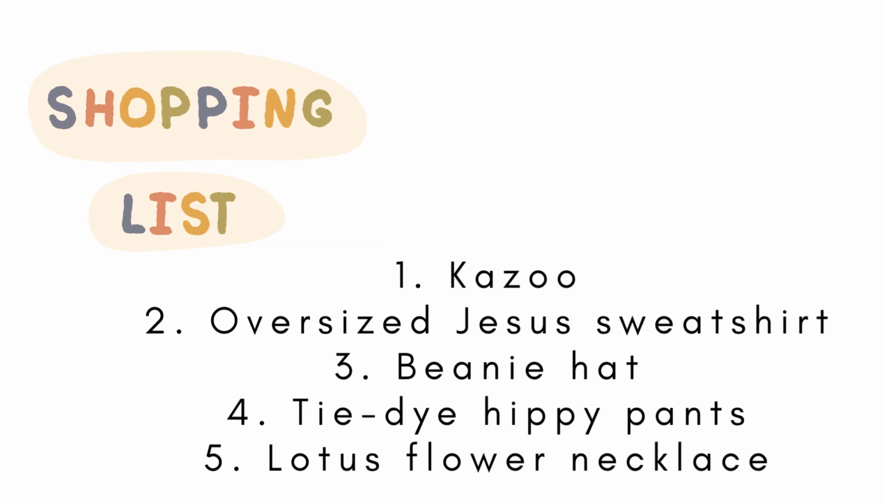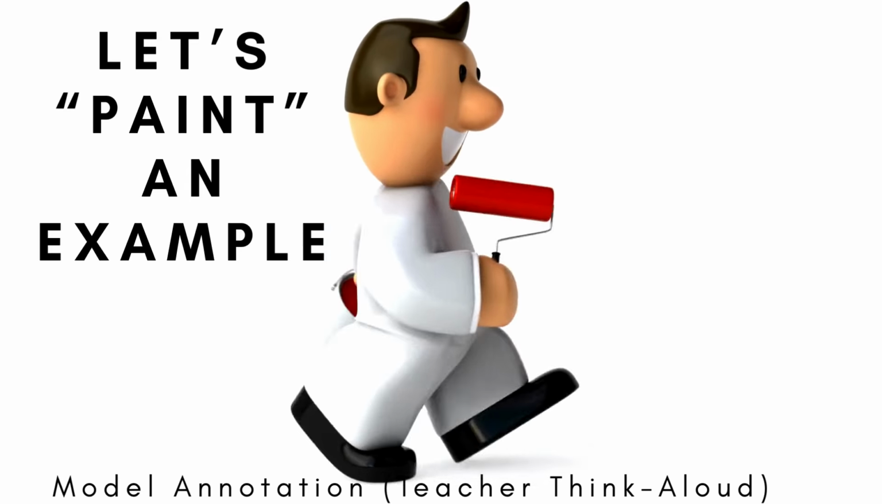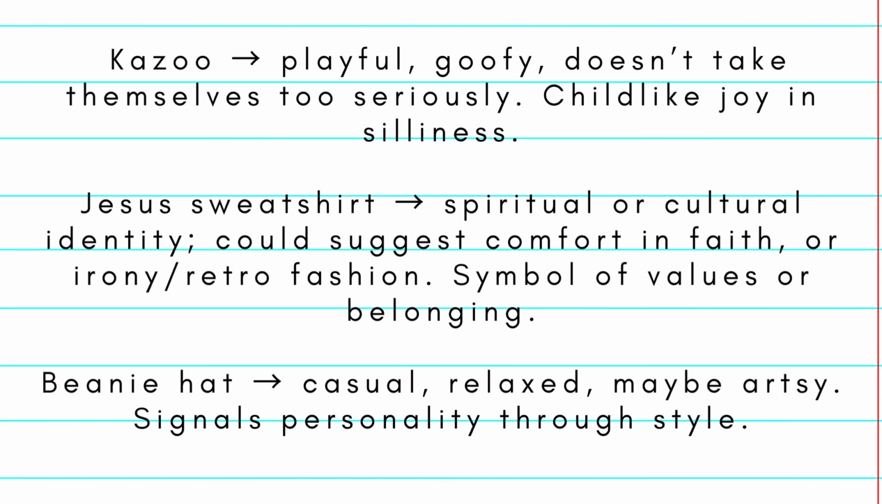So in my cart, I put a kazoo, an oversized Jesus sweatshirt, a beanie hat, tie-dye hippie pants, and a lotus flower necklace. So let's paint an example, and I'll show you how this works. First, I annotate this in front of the class, and these are sort of my annotation notes. The kazoo, I can assume that this person is playful, goofy, doesn't take themselves too seriously, and they've got a childlike joy and a silliness to their funny bone.